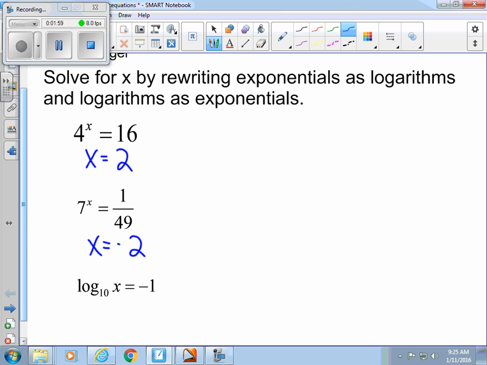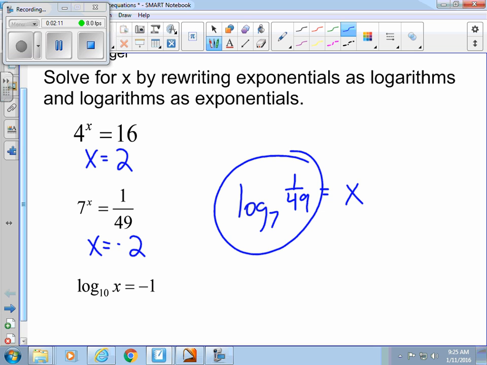Could you rewrite this as a logarithm? What would it look like? Log base 7. Can you type this in your calculator? No. What does it tell you? -2. So we have options. We can do things by hand if we can see it. If we can't see it, we can do it in the calculator. This is what we're going to be focusing on today.